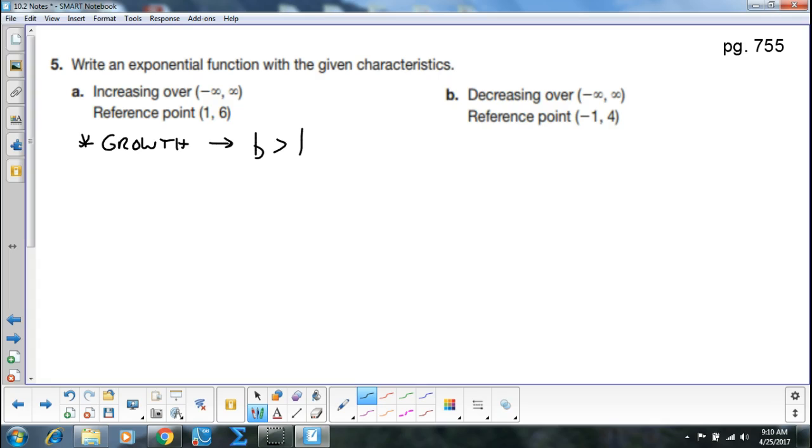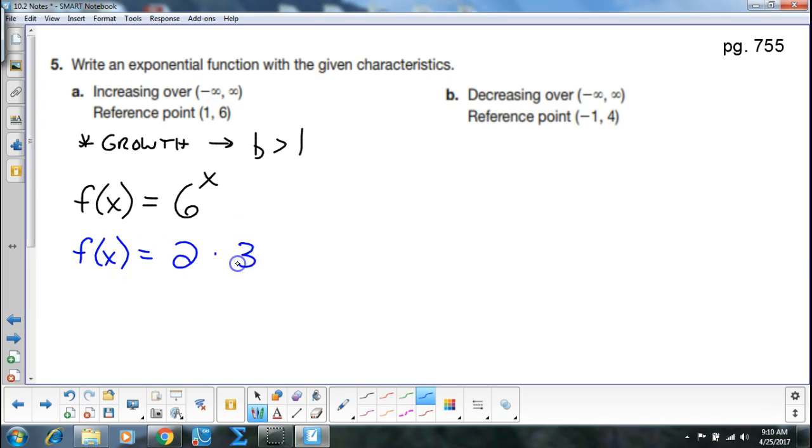6 to the x power. f of x equals 6 to the x power. Does that go through 1, 6? Yes, it does. Okay? Give me another example of one. What about f of x equals 2 times 3 to the x power?